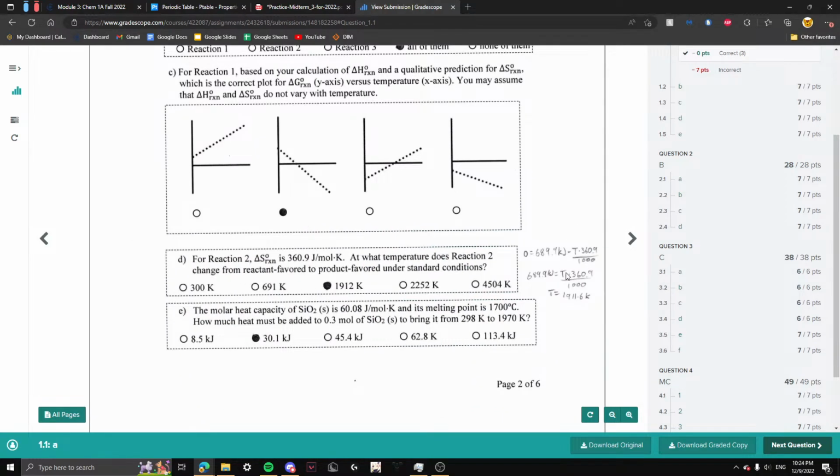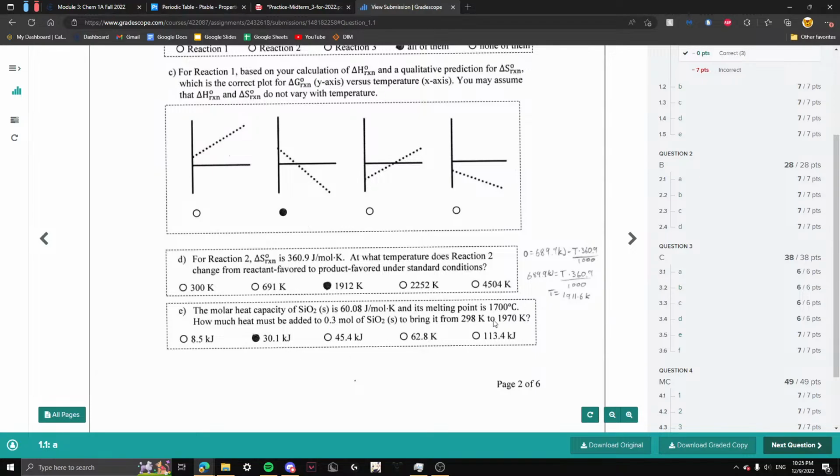And for this, it's just plug into your reaction here. So when it's asking for switching from reactant favor to product favor, we know delta G is 0, so just solve for temperature. And for this, just plug in these values, so 298 to 1970, find the difference, and then multiply that into here with the 0.3 as well.